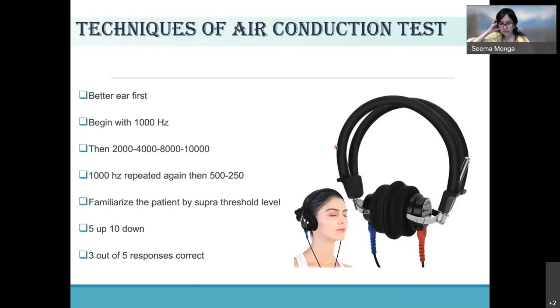So how much is it now? 60 decibel. He again says I can hear it now. So again reduces by 10 decibel. It is how much? 50. Now the patient says I can't hear.